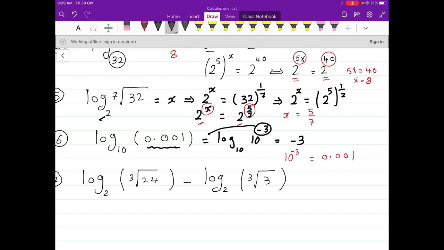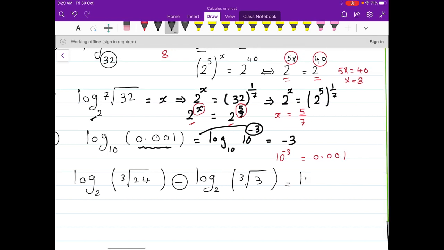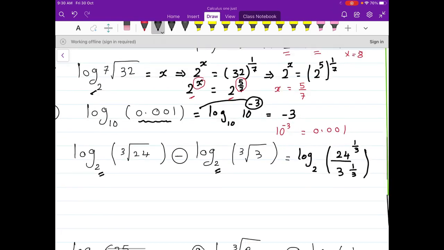How can we simplify this term? This is equivalent to the subtraction relation. This is equivalent to log, and be careful, they have the same base. This is equivalent to log 2 of 24 to the power 1 over 3, over 3 to the power 1 over 3, from the properties of the log.